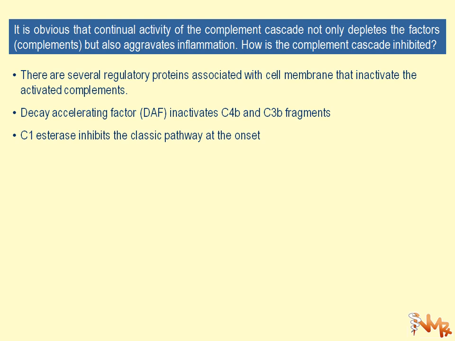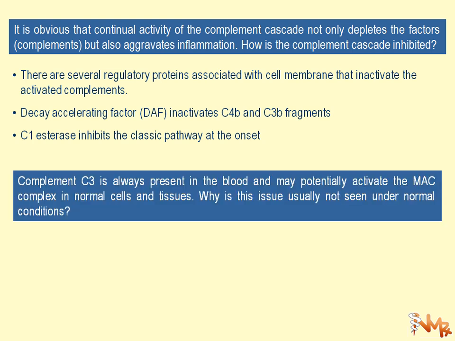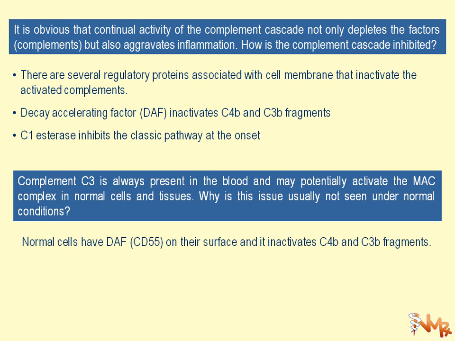Another noteworthy one is C1 esterase. What does this do? It inhibits the classic pathway at the onset of the classic pathway. Complement 3 is always present in the blood and may potentially activate the MAC complex in normal cells and tissues. Why is this issue usually not seen under normal conditions? Normal cells have this must-know compound, the decay accelerating factor, DAF, which is also known as CD55.